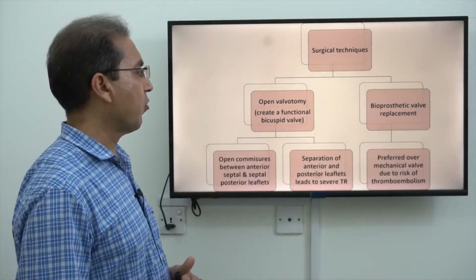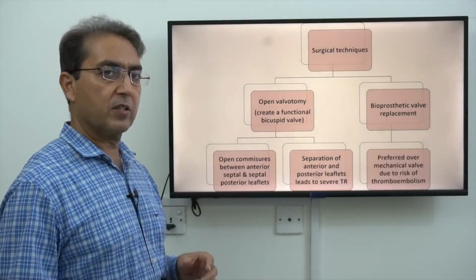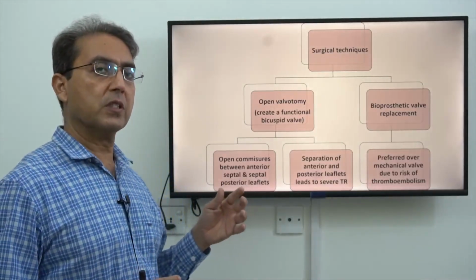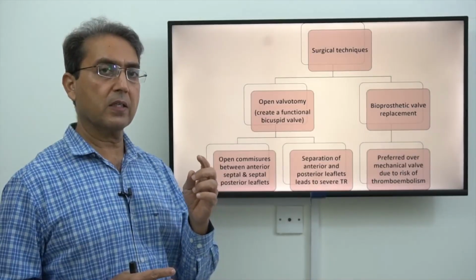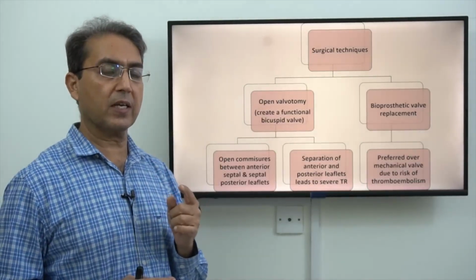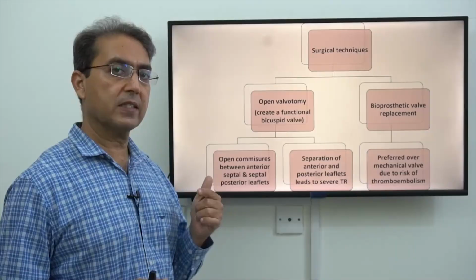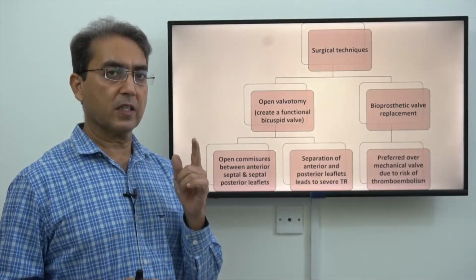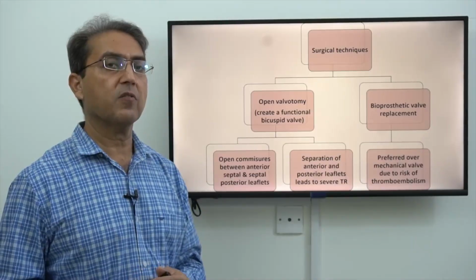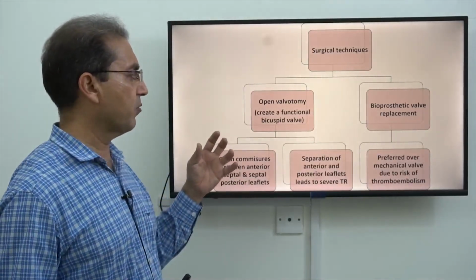One can go for open valvotomy, that is, to create a bicuspid tricuspid valve. The tricuspid valve has 3 leaflets: anterior, posterior and a septal leaflet. What we do is open the fissure between the anterior and septal and the posterior and septal regions. That is the fissure between the anterior leaflet and the septal leaflet, and the posterior leaflet and the septal leaflet. And we do not open the commissure between the anterior and posterior leaflets, because that results in severe tricuspid regurgitation, which may not be tolerated by the patients. Now there are devices in which, instead of an open valvotomy, we can go for a catheter valvotomy as well.